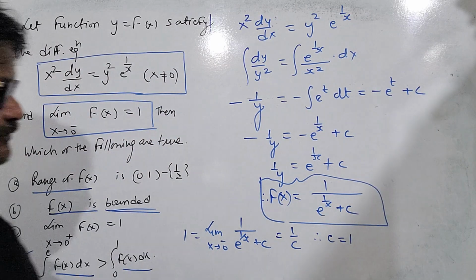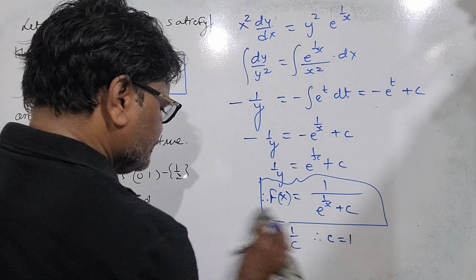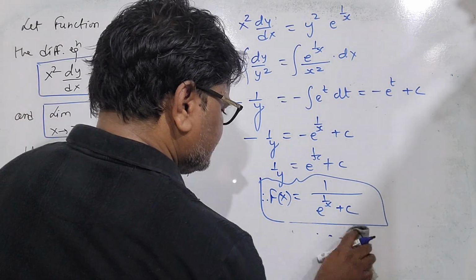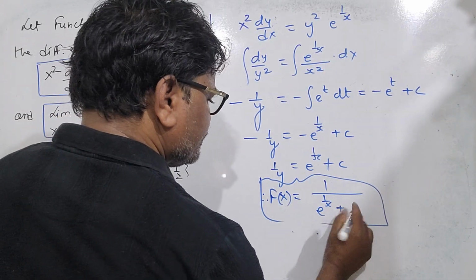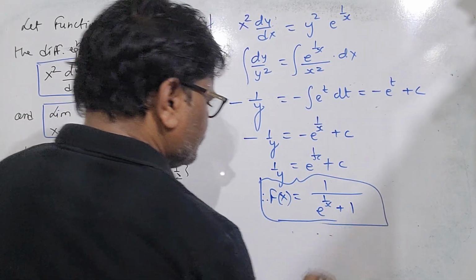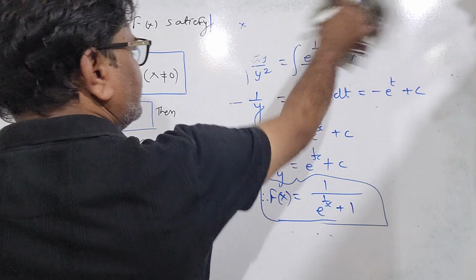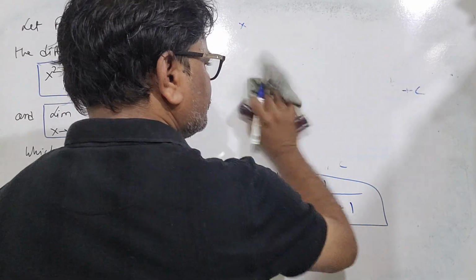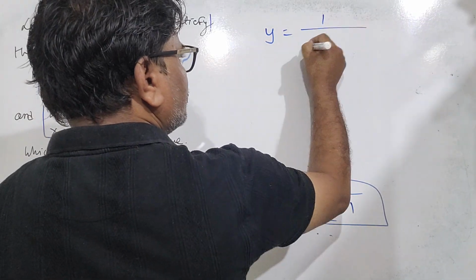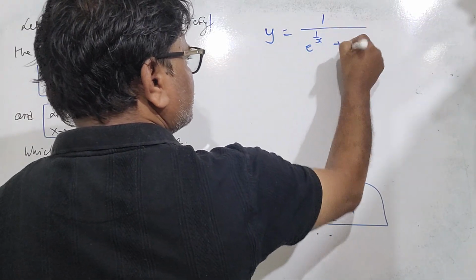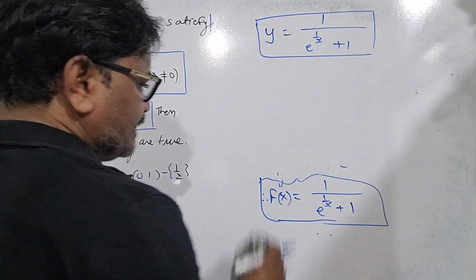So when c equals 1, your function is 1/(e^(1/x) + 1). This is your function. Finally you got the function. Let us write it down over here. The function is y = 1/(e^(1/x) + 1). So you have to find out the range.